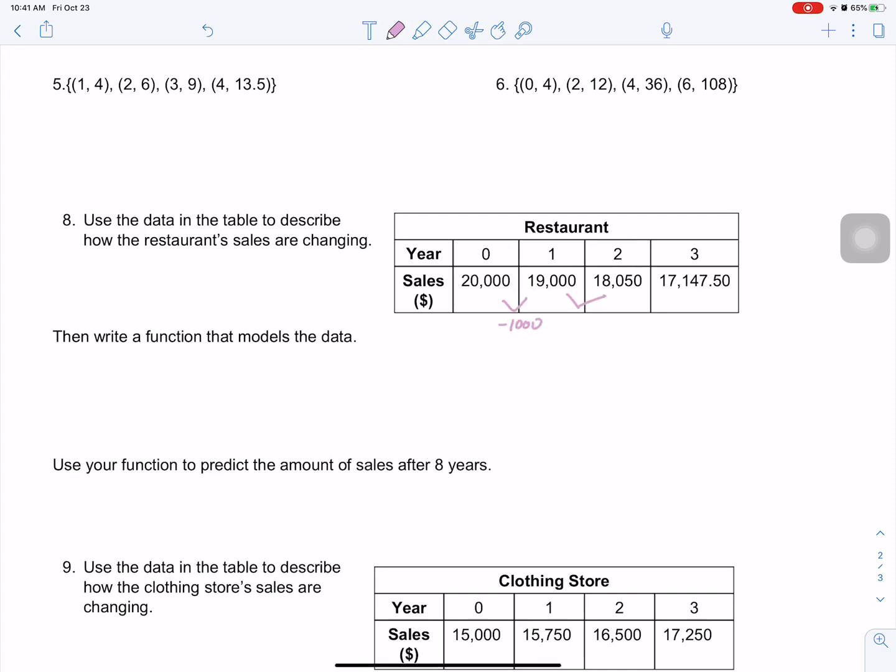This here is going down by 900. My brain is not functioning today. So 19,000 minus 18,050, 950. I would have been right.